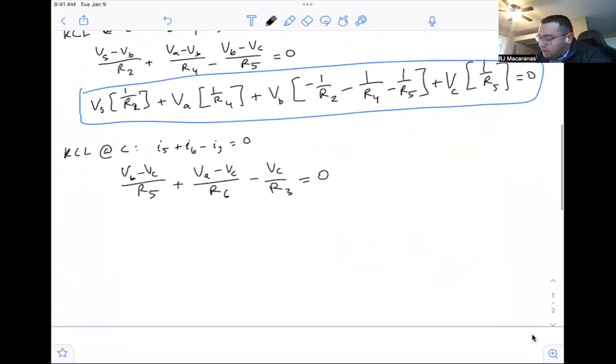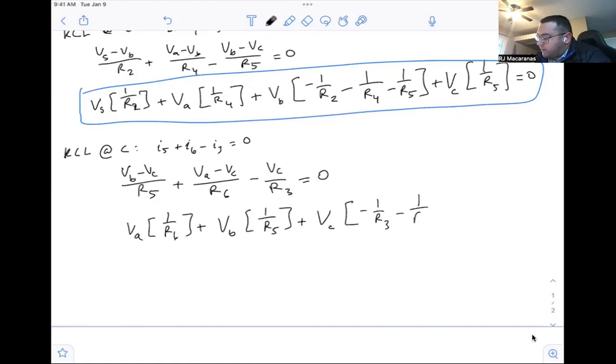So we collect our terms. In this case, we don't have any VS terms. We have VA, we've got 1 by R6 VA. We've got 1 by R5 VB, and we've got minus 1 by R3, minus 1 by R5, minus 1 by R6 VCs. And that again will all sum to 0.